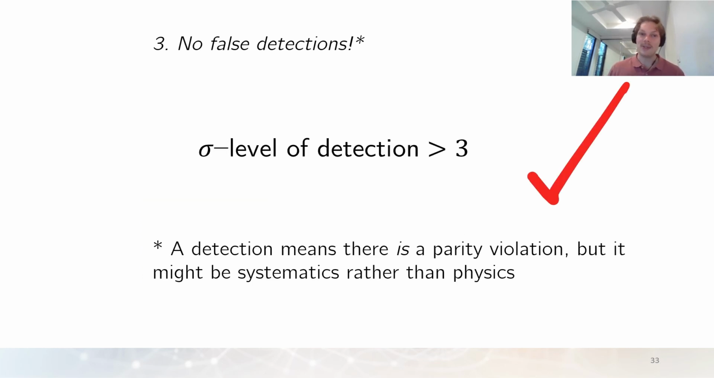And I'll make also the claim that there are no false detections. So if we have a sigma level of detection that's greater than 3, then we can say, yep, we've got a 99.7% chance that we have made a detection of parity violation. There's a very big asterisk here that just because we have a detection doesn't mean that there is actually a parity violation in the physics. It means that there is a parity violation, but it could also be from systematics in the survey. And this is a common problem amongst most ways of searching for parity violation is you've also got to worry about the systematics.